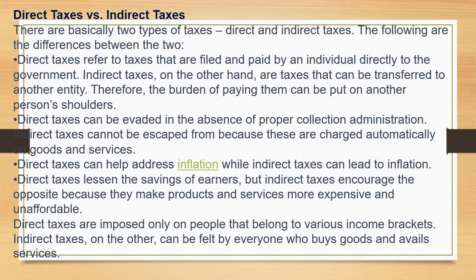Then here we see what are the differences between direct tax and indirect tax. We all know direct tax refers to the tax that is filed and paid by an individual directly to the government. Indirect tax is the tax that can be transferred to another entity, and direct tax can be evaded in the absence of proper collection administration. Indirect tax cannot be escaped because it is charged automatically on goods and services.